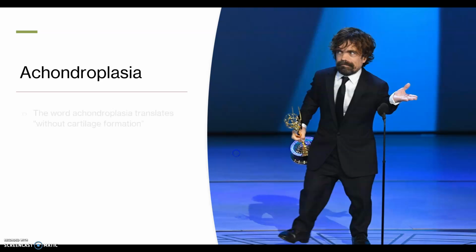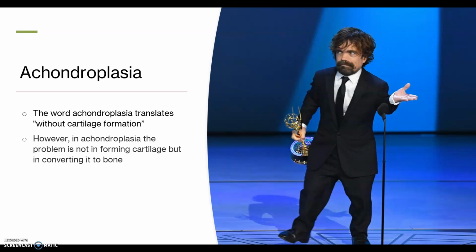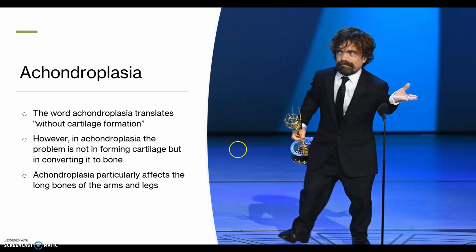Achondroplasia. The word achondroplasia translates to without cartilage formation. However, in achondroplasia, the problem is not in forming cartilage, but in converting it to bone. Achondroplasia particularly affects the long bones of the arms and legs. And as you can see in this picture, a very famous actor, which I will get to in a little bit, has very short arms and legs, but he has a normal sized trunk, and his head is also proportionate to his trunk.